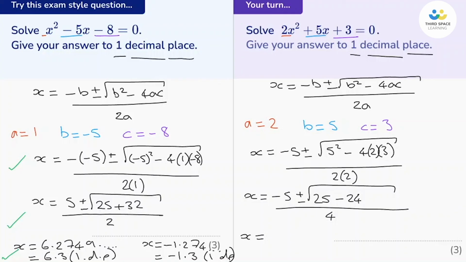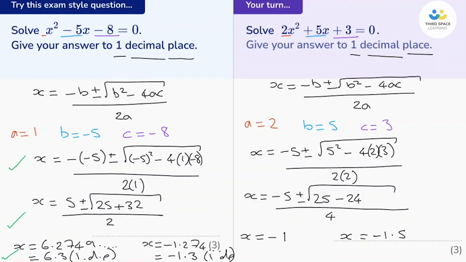So let's do it. It's a good idea to use the fraction button on the calculator. So on the numerator, let's put negative 5 plus the square root of 25, take away 24. And on the bottom there, we've got 4. So when we do that, x is equal to negative 1. Now let's do it with the negative. So we've got, using our fraction button, negative 5, subtract the square root of 25, take away 24. And on the bottom, we've got 4. And we get x is equal to negative 1.5.